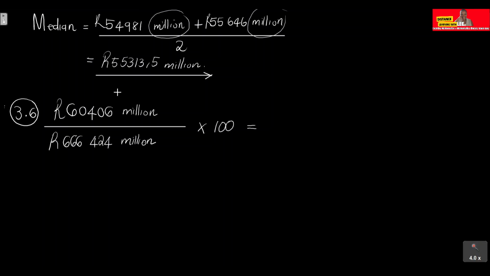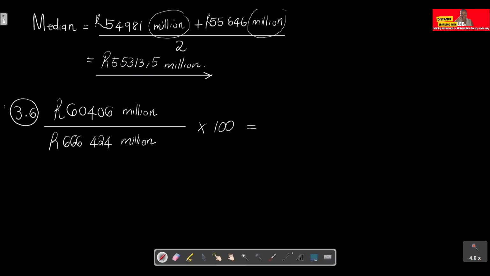Okay, so in this case, what do we notice about the units, guys? The million cancels, the rand cancels. If you just punch 60406 divided by 666424 into your calculator, what do you get?